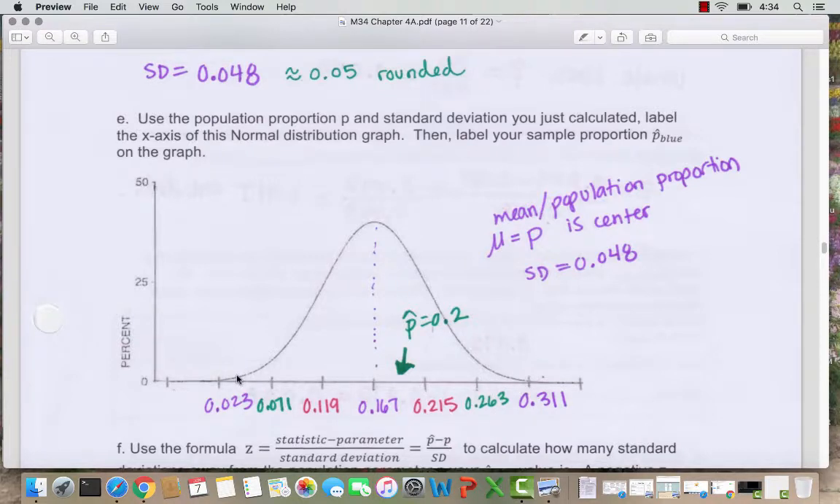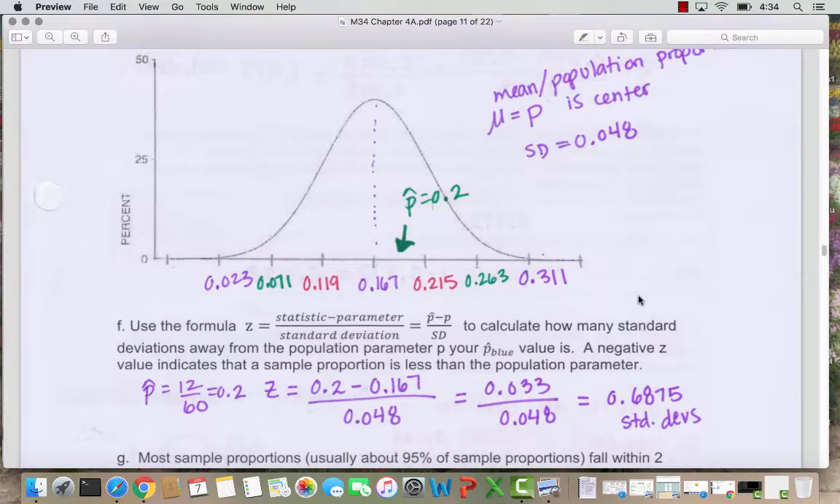So if we had a p hat, a sample proportion of blue M&Ms, of 0.2, that would be right here between the center and 1 standard deviation. So a p hat of 0.2 would not be unusual because we are within 1 standard deviation. We wouldn't be surprised to have results like that.